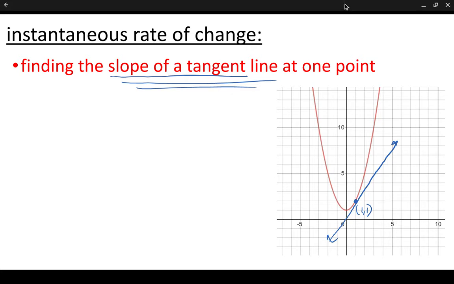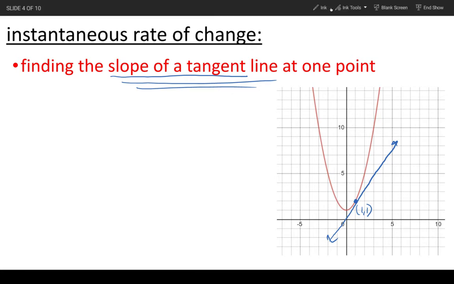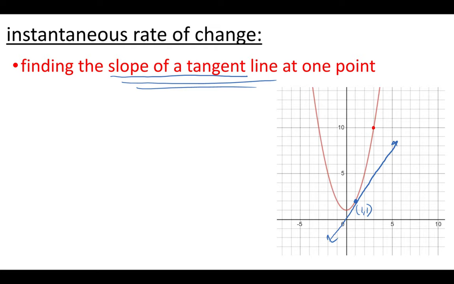Well, the way that we're going to do that is actually using limits. So let's say we approximate this by starting out here at our second point at (3, 10) and drawing a line. But maybe we want to move a little bit closer, so we move it to here, and a little bit closer, and closer still. Eventually we just keep moving the second point closer and closer until we get the slope of the tangent line. So what we're actually doing is taking the limit as the second point gets closer and closer to the point (1, 1).